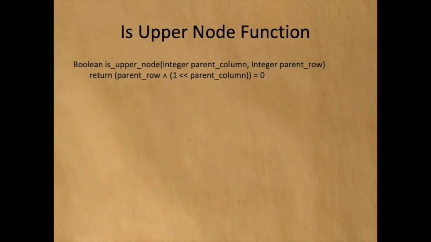This function computes whether a node is an upper node or not. The one left shift parent column effectively computes 2 to the n. The function returns true if the parent row ID ANDed with the mask equals 0.